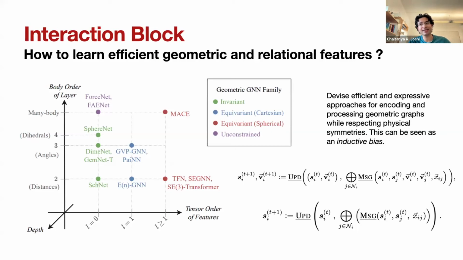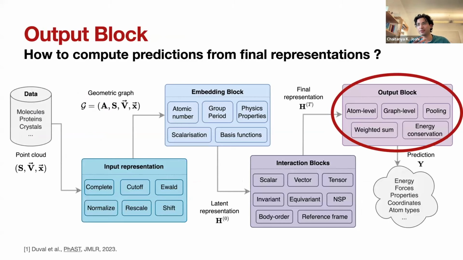And then lastly, once you update these atomic features, you've learned how different entities are interacting with each other, then you can predict different types of things. So you have an output block, which could be predicting atom level forces. It could predict something global about your system. It could predict its energy and so on. And then there are various considerations here as well, which are interesting to discuss.